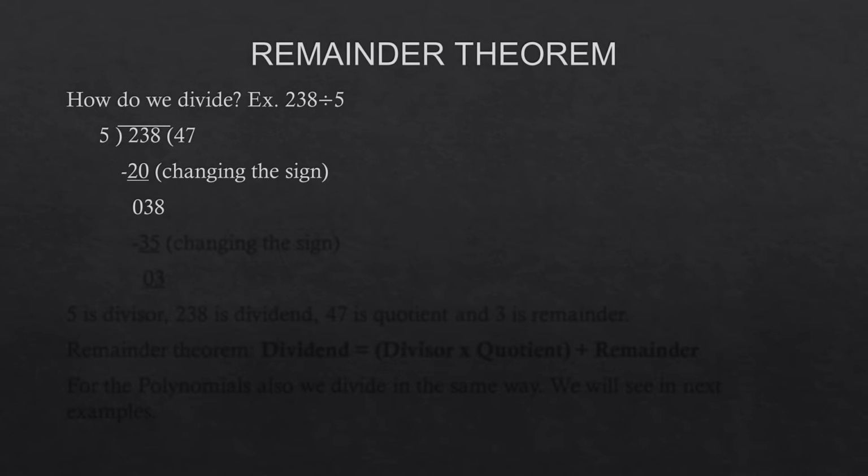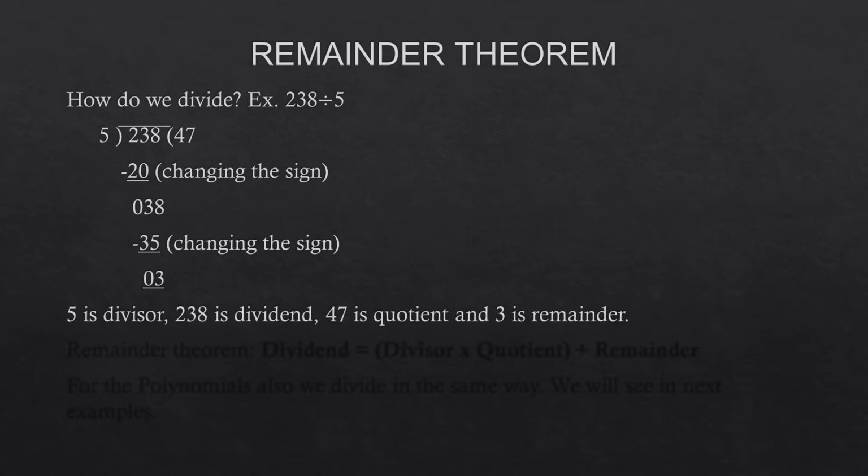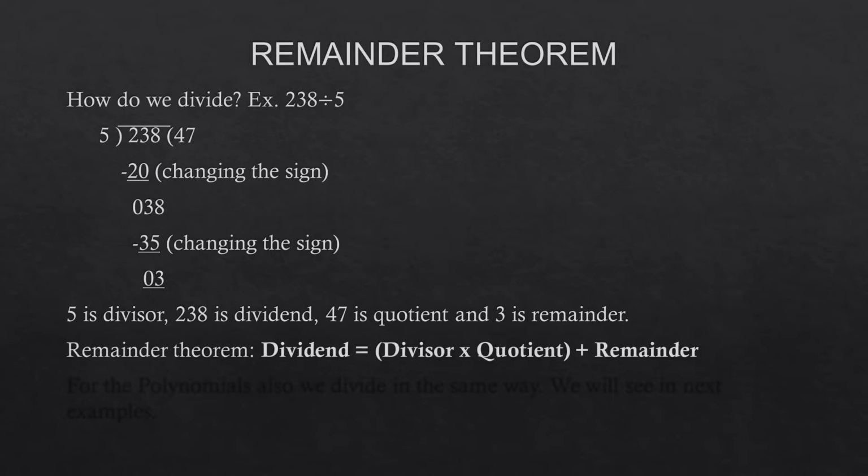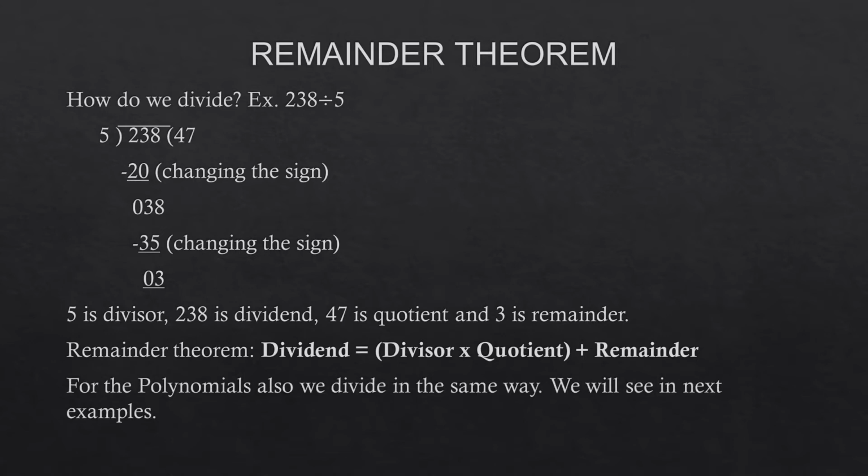8 is carried down. Then it goes again 7 times, again changing the sign, and after subtraction we get 3. So 5 is the divisor, 238 is the dividend, 47 is the quotient, and 3 is the remainder. So the remainder theorem says that dividend is equal to divisor into quotient plus remainder. While doing the factorization theorem, we will be seeing this. Then for the polynomial also we follow the same rule.